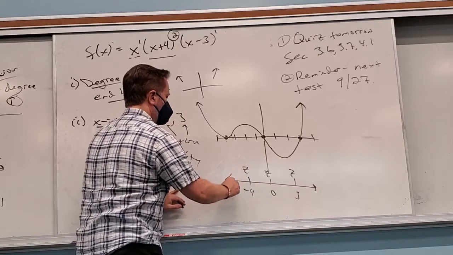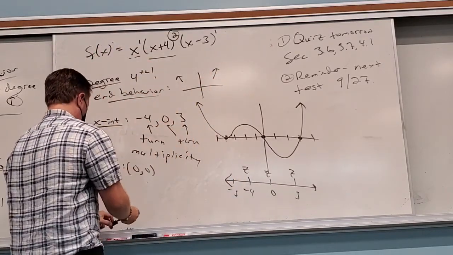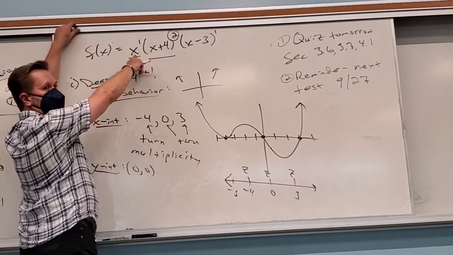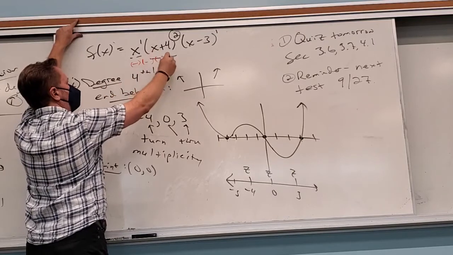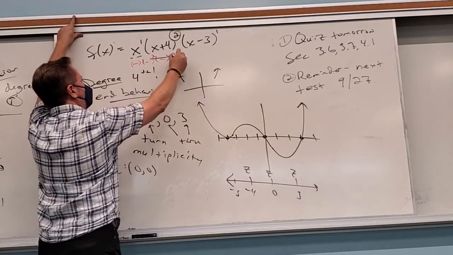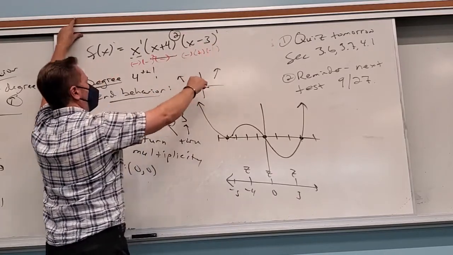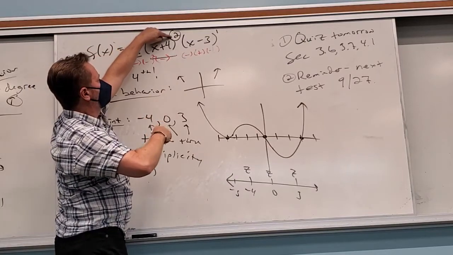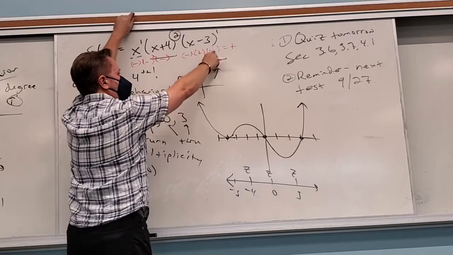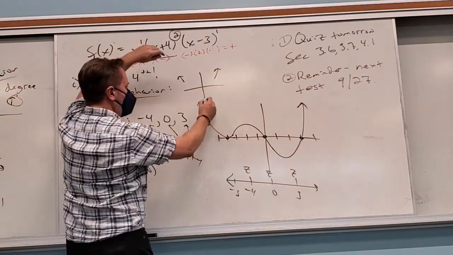So if I put in negative 5, I really want you guys to understand. If I put negative 5 in, isn't this negative? Negative 5 plus 4 is negative. Negative 5 minus 3 is negative. And this is squared though, right? So this is negative times positive times negative. Negative times positive times negative. And what is that? Negative times negative is positive. Times positive is still positive, right? And that's why at negative 5, it's up here.